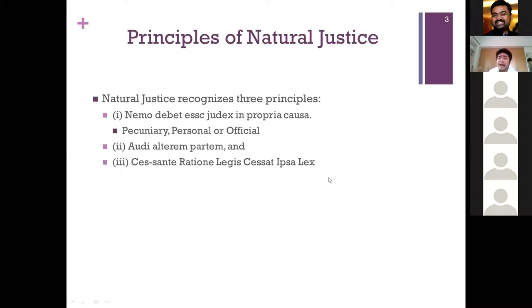There are several examples of this elevated stature of principles of natural justice. One example of how principles of natural justice have a stature above statutory law is that they are applicable even for non-citizens.